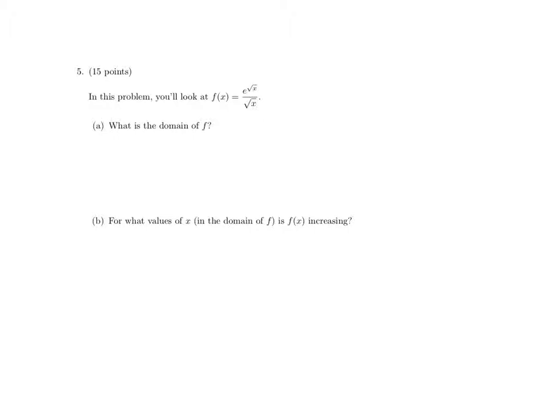The first function we're going to be looking at is e to the root x over root x. And right off the bat, our number one question is, what is the domain of this function? What are the possible input values that we could put in? Now, anytime we're plugging in root x, it's underneath a square root sign. And that square root function is what is going to disqualify some inputs from being useful.